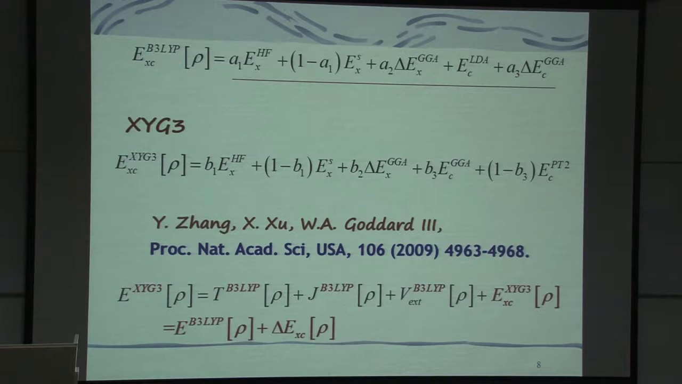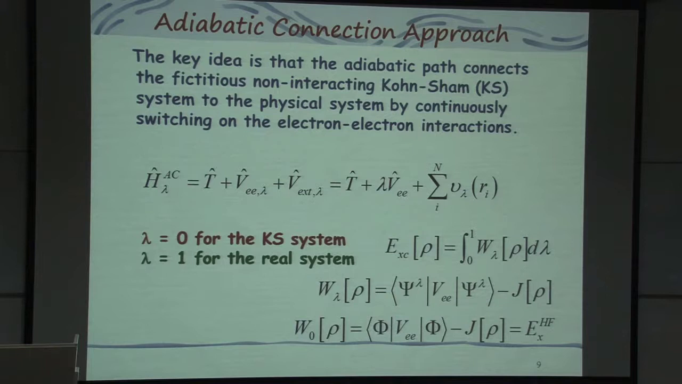exchange correlation. We argue that this has its roots in the so-called adiabatic connection approach. The key idea is that the adiabatic path connects the fictitious non-interacting Kohn-Sham system to the physical system by continuously switching on the electron-electron interaction, but with the density fixed at the given value. So you can scale this electron-electron interaction by tuning this lambda from 0 to 1.